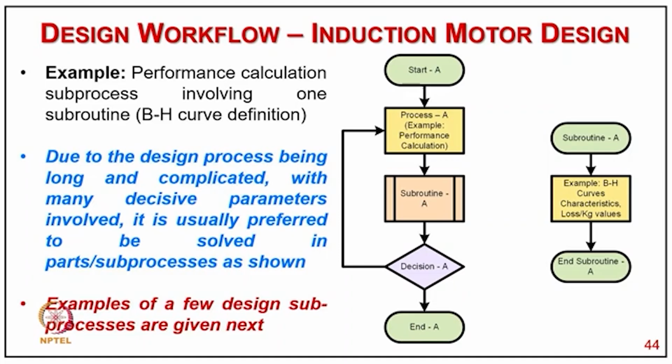Due to the design process being long and complicated with many decisive parameters involved, it is usually preferred to solve it in parts or sub-processes as shown. An example of a sub-process is given next. You can look into how we start process A. The example is performance calculation. Then we go for a subroutine and take decision A on whether it is right or not, and then we go to end. And as a second subroutine, as a part of it, subroutine A: what is subroutine A? The example is BH curve characteristic calculation with the loss per kg values, which we already did in the example, and then we end the subroutine and go back to the main process.